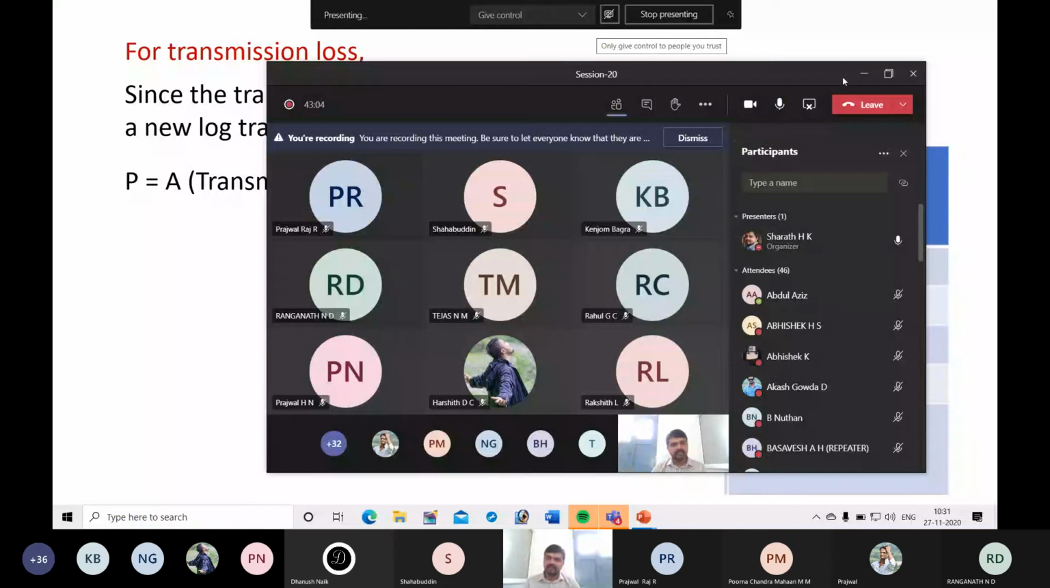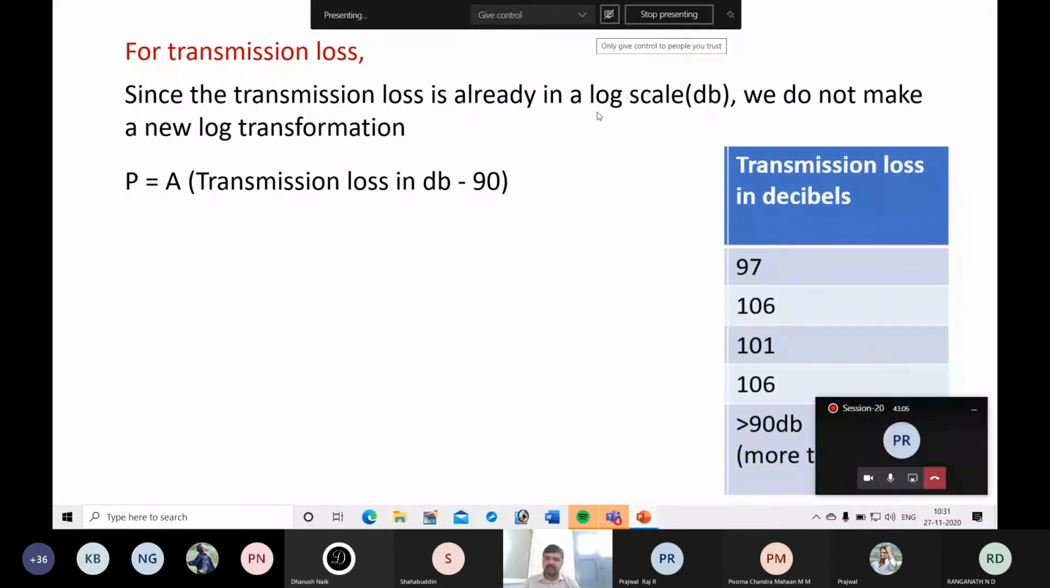Since these values are already in the log scale, if we consider 97, it is already a log of transmission loss in dB, so that is 97. Similarly, this value is also in the log scale. If you consider log A, that will be equal to the given value. If you consider log B, that will be equal to this 90.